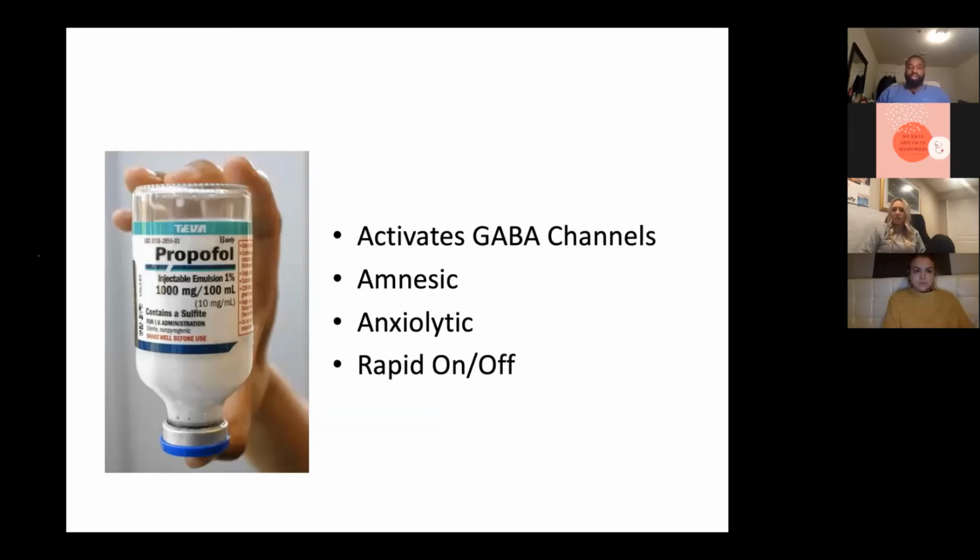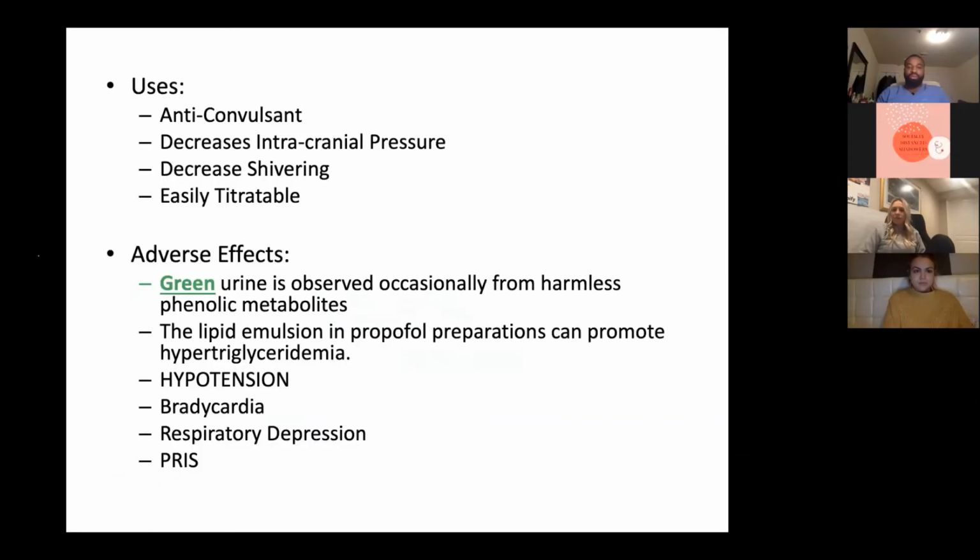It's an amnestic. It's an anxiolytic. It's very rapid. It's very quick. It wears off quickly. You can use this for very combative patients if you want to quickly sedate them, like that patient. So the uses are anticonvulsant. It decreases intracranial pressure. It decreases shivering, easily titratable.